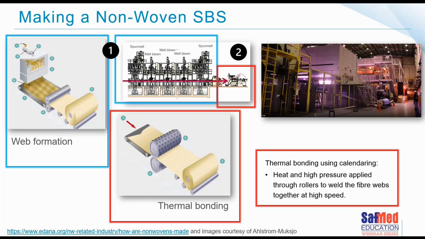The last part, as I referred to, number 2, is the thermal bonding, or the bonding section. And in this particular machine, it uses thermal bonding using calendering. So with calendering, it's a heat and high pressure that's applied through rollers to weld the fiber webs together at high speed. So that's how the materials are then bonded together.